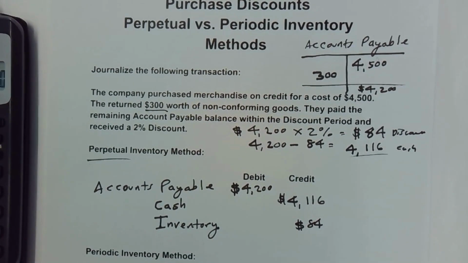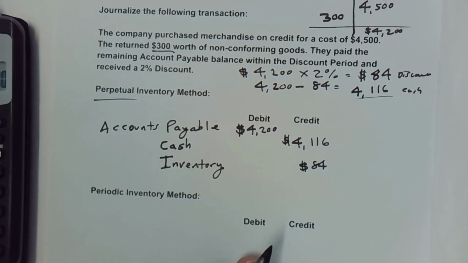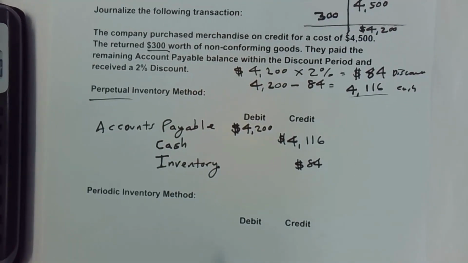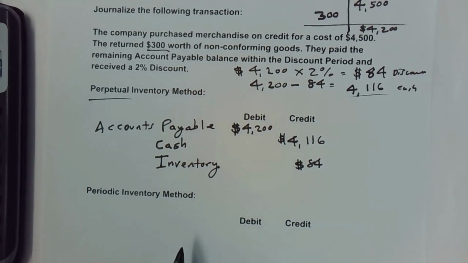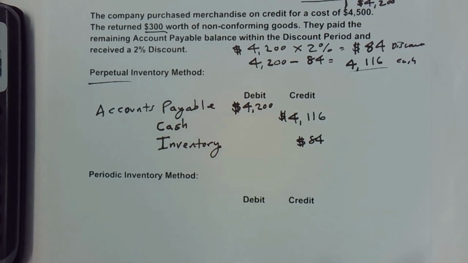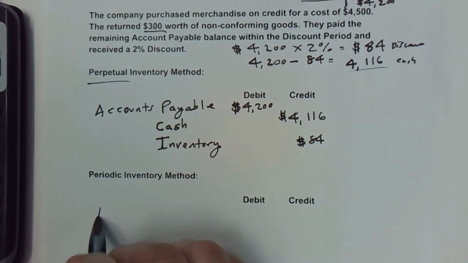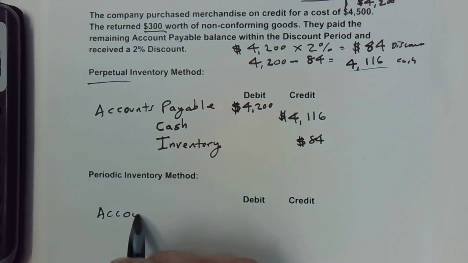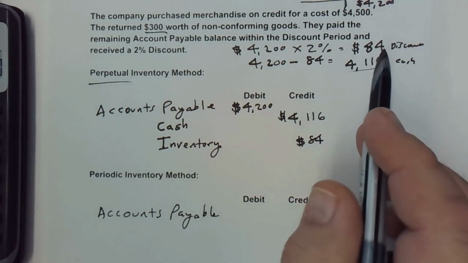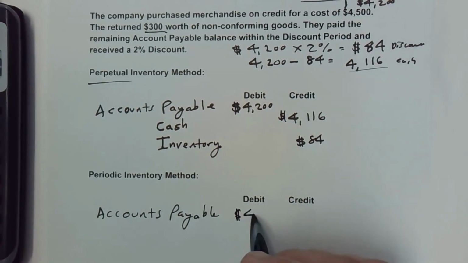Now let's talk about the periodic inventory method. We're going to have the same exact transaction, so everything leading up to this point is the same. It's just how are we going to modify our journalization of it. In the periodic method, we're still going to have the accounts payable debited, and that's for the balance of the $4,200 that's sitting in that account.